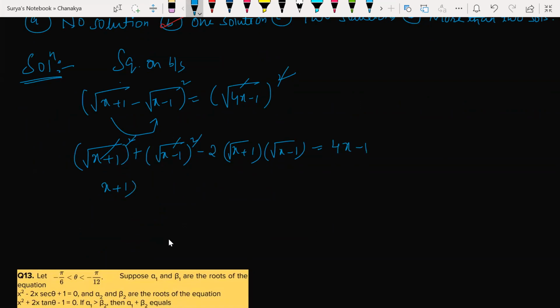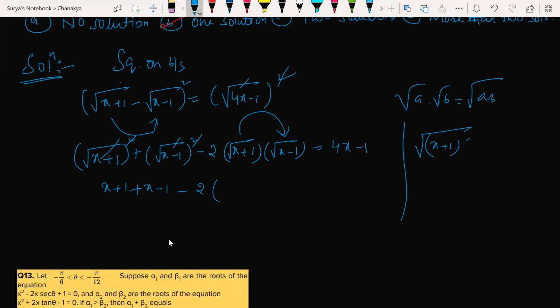What do we remain with now? x plus 1 into x plus 1, 1 second, x plus 1 plus x minus 1 minus 2 times of, look at this here, how it is looking like, guys. A square minus b square. Of course, look at this, it is looking like root a into root b, which means it can be written as root ab. If I write so, what will I get now? Let me write here, square root of x plus 1 into square root of x minus 1. So can I write this as x square minus 1 square?